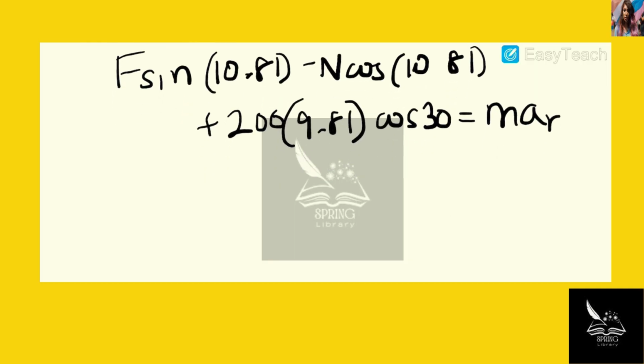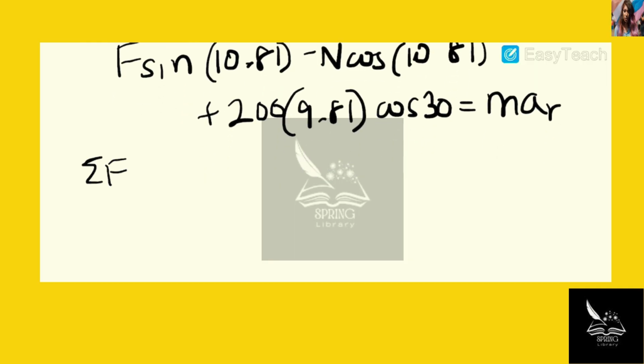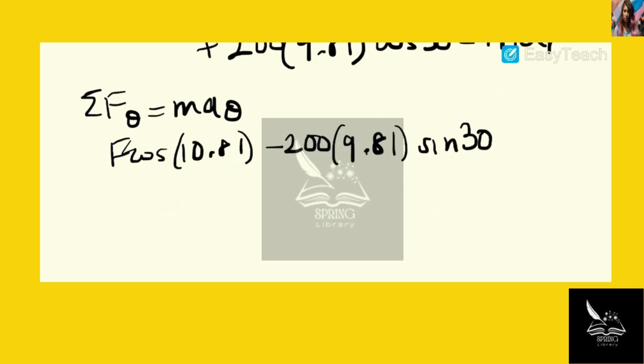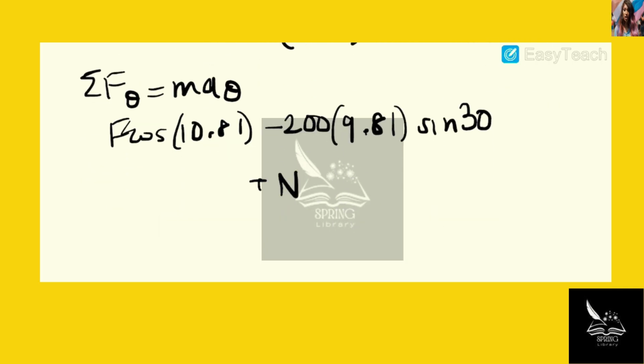And then if we take Newton's second law in the theta direction, so sum of forces in theta is equal to m a theta, we see that this gives us F cos 10.81 minus 209.81 sine 30 plus N sine 10.81 is equal to m a theta.